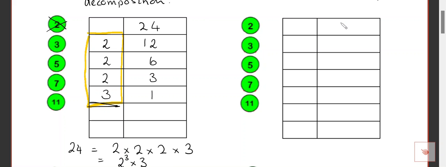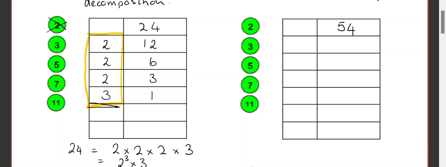Let's do 54. We'll go for 54. Go for it. You do it. I'll pause the video. People are chatting, therefore I think most people are done.